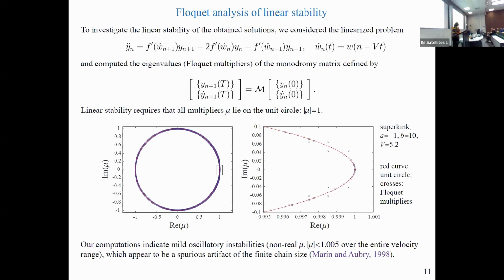But it's actually well known in this business that as you increase the size of the chain that you're computing things on, they come closer to the unit circle. So effectively, the solutions are stable. Something similar has been observed, for example, in the work of Aubry and many others.